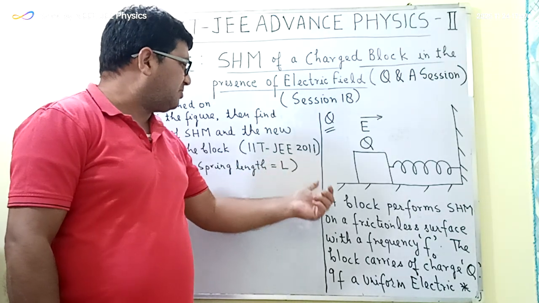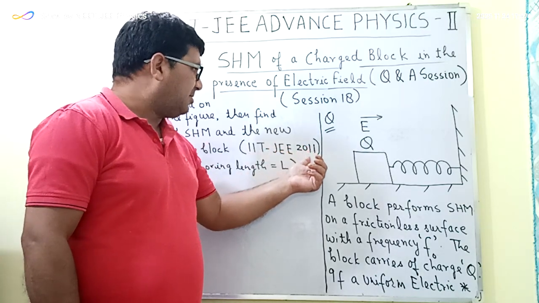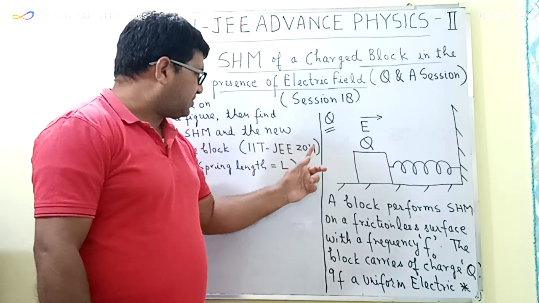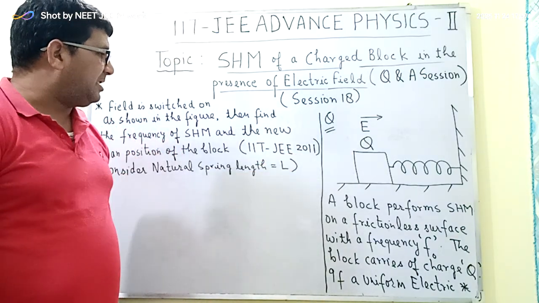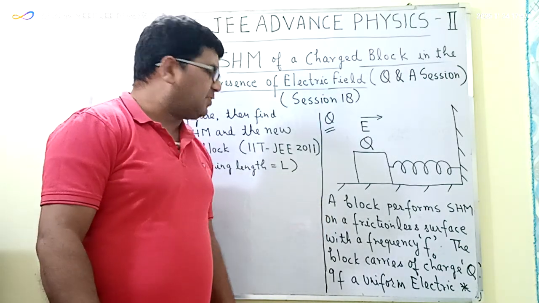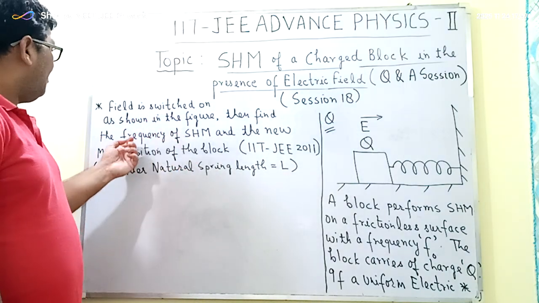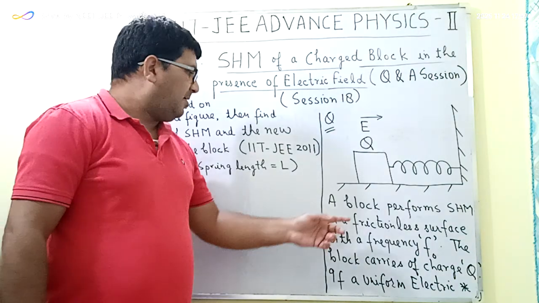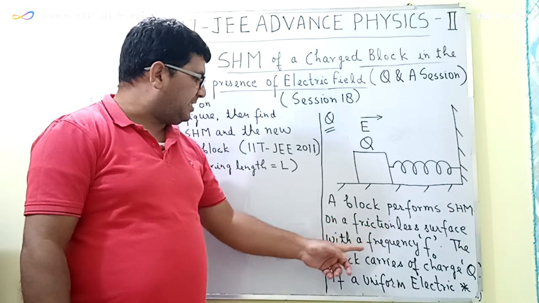This question is very similar to what was asked in the IIT-JEE exam in the year 2011. In the original question, there were four options given, and we were supposed to find the correct option. But all four options were related to finding the frequency of the simple harmonic motion and the mean position of the block.